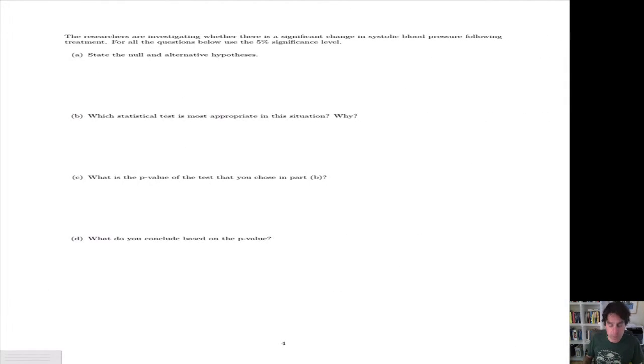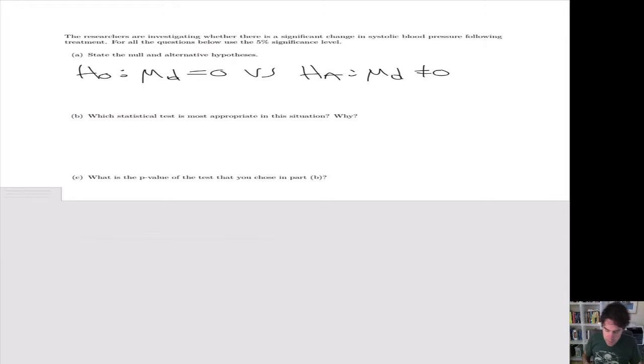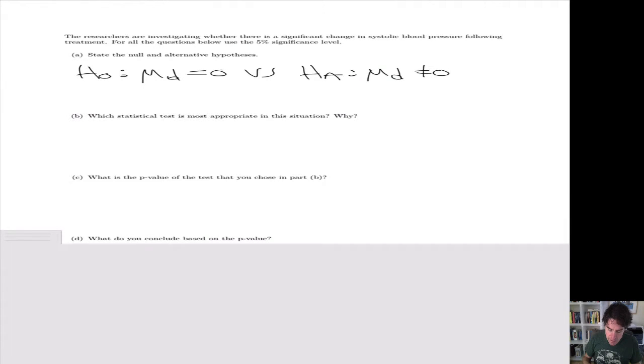So now we can express that in our null and alternative hypotheses. H naught is that mu d is equal to 0 versus the alternative that mu d is different than 0. Now, which test is most appropriate in this situation and why?